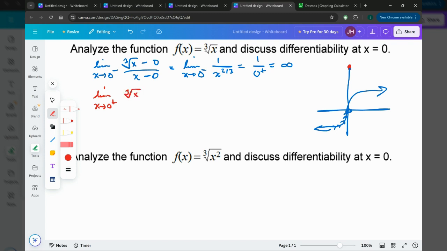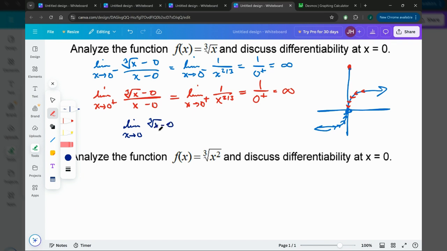Again, it would be the cube root of x minus 0 over x minus 0. And this time I'm going to take a look at the limit from the right. It would be the same exact function. If you plug in 0, you'd get 1 over a positive 0. This also goes to infinity. Look on this side. As you come in, you can tell if I was drawing a tangent line, it's going vertical. Okay? So the limit as x approaches 0 of the cube root of x minus 0 over x minus 0 does not exist because it goes to infinity. It's unbounded. Okay?